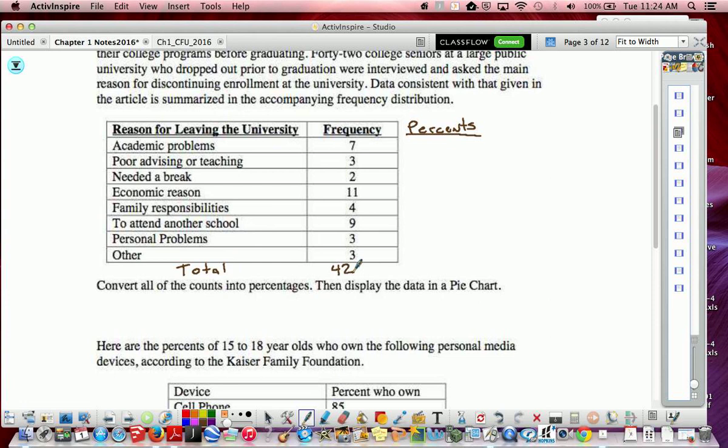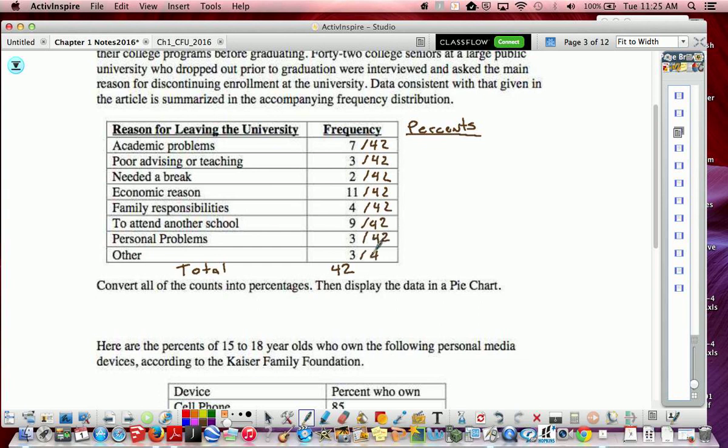So hopefully when I did this table I did it right. So I'll just do a quick check. 10, 12, 23, and another 13 make 36. 6 more makes 42. So now I need to basically take each of these numbers and divide them by 42. And change all of these to percents.